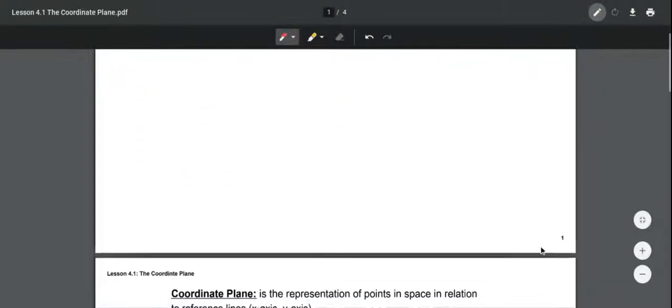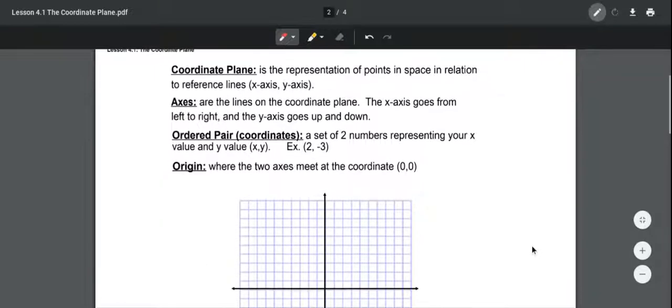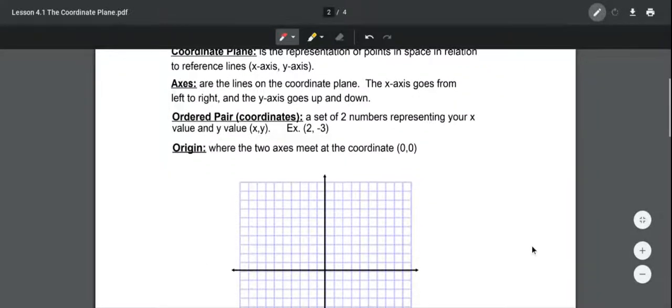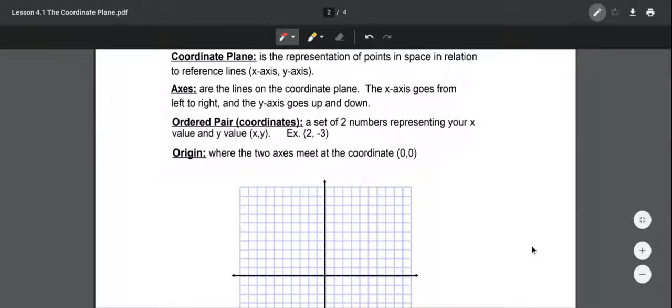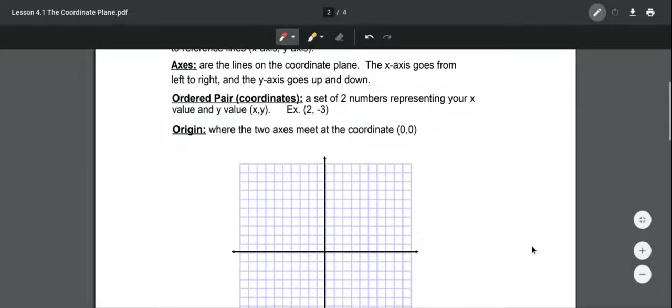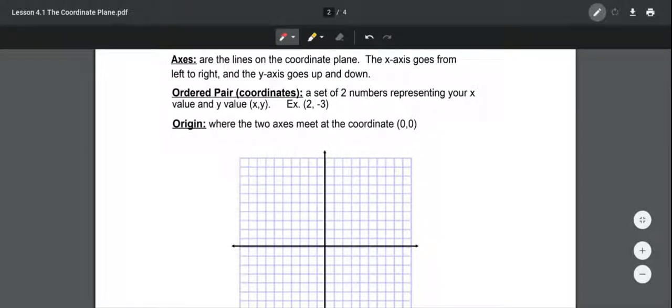Let's begin by looking at a few definitions. The coordinate plane is a representation of points in space in relation to the reference lines, the x-axis and the y-axis. Your axes are the lines on the coordinate plane. The x-axis goes from left to right, and the y-axis goes up and down.